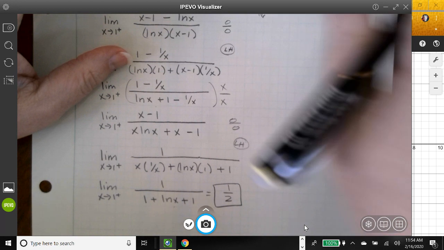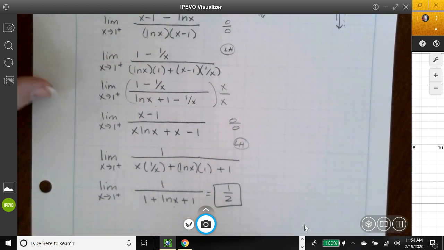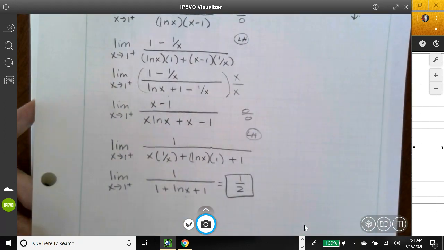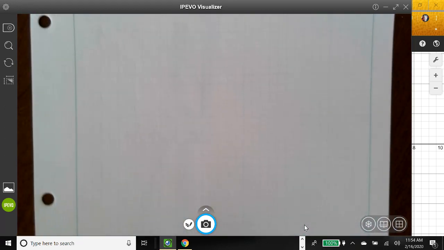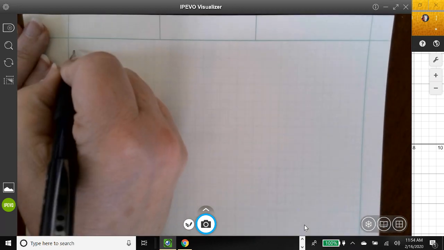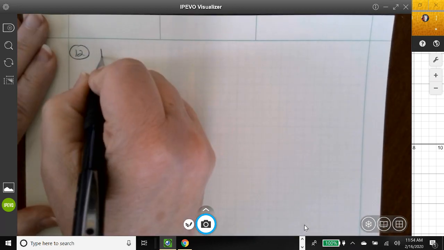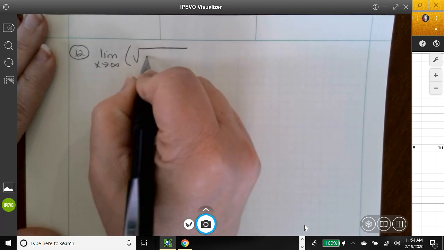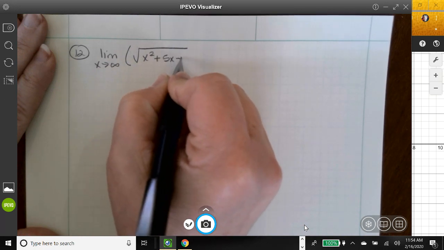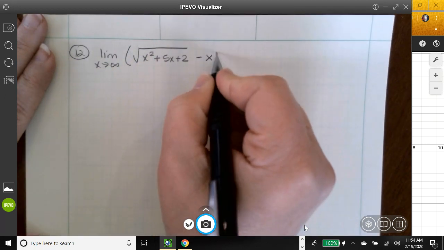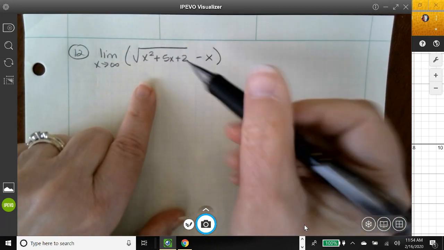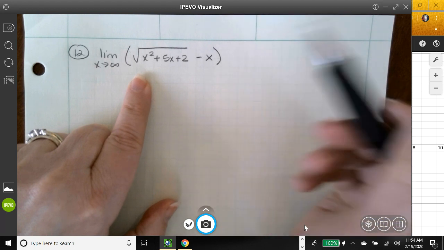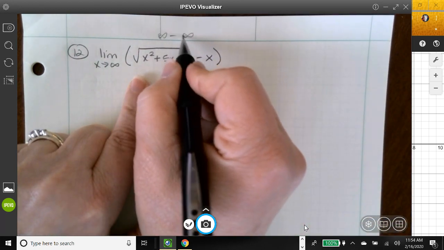All right. I'm going to do another infinity minus infinity. And it's an interesting one, I think, because sometimes L'Hopital's rule isn't always the best. Here we go, number 12. We're going to take the limit as x goes to infinity of the square root of x squared plus 5x plus 2 minus x. Now, this is going to be the square root function going to infinity, and this one is going to infinity. So this is another infinity minus infinity.